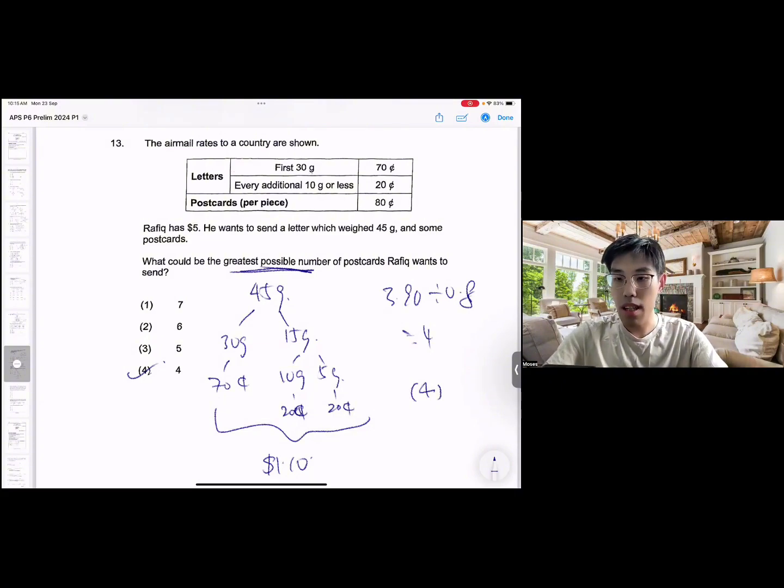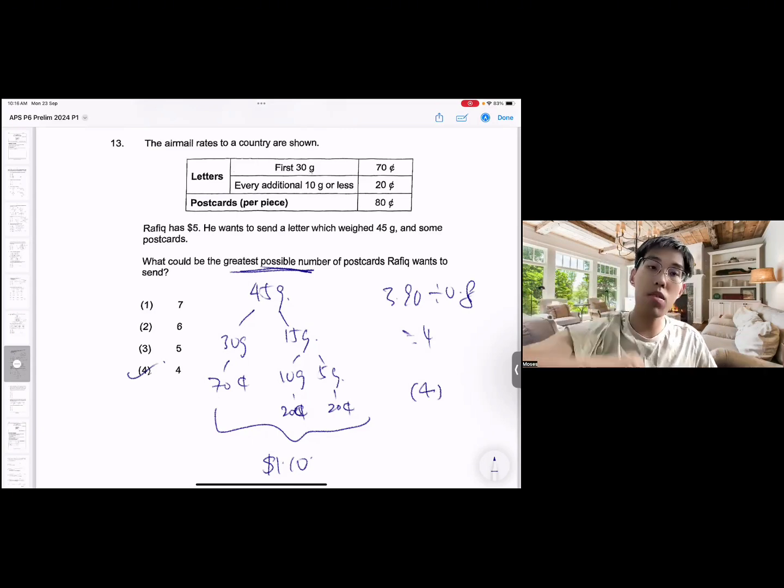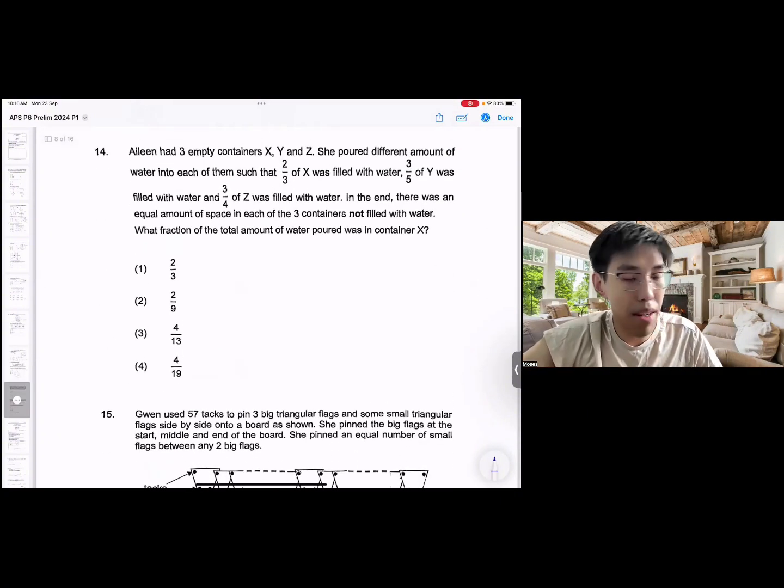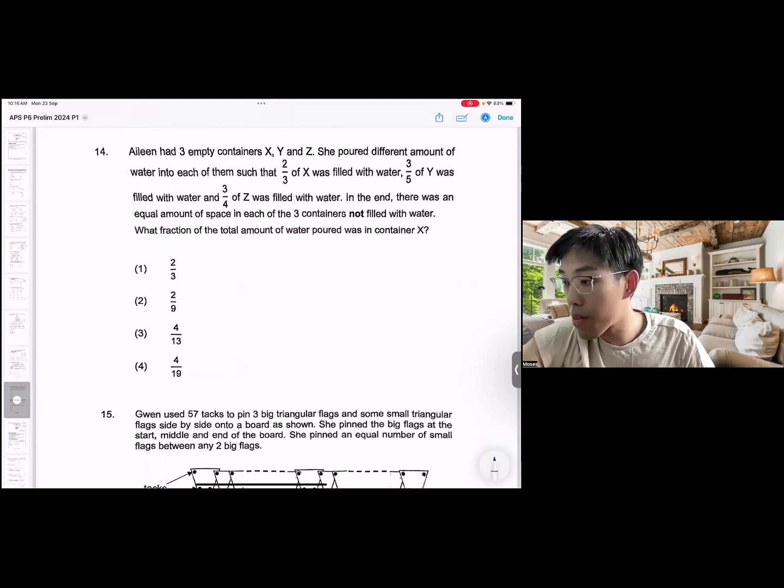Okay. Can digest a bit. As of now, I have already gone through question 13. So this is question 13. It has a bit more breakdown involved. Okay, next. Questions 14 and 15 also throw a lot of people off.